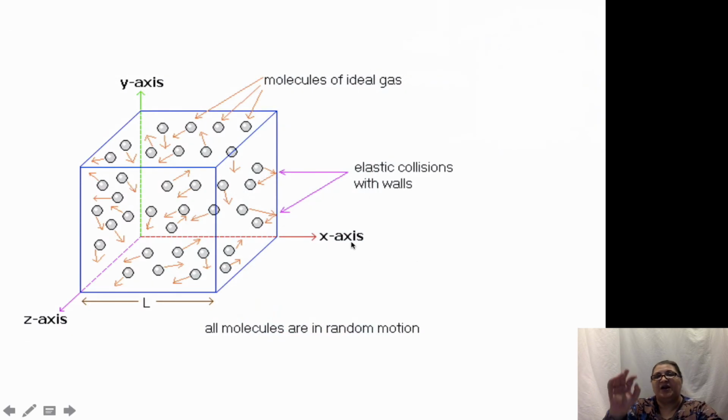Also, when we go up, the lesser the amount of particles, the lesser the collision, and the lesser the pressure. So the lower the level, the more particles, the more collision, the more pressure. So you want to think of it in that way.